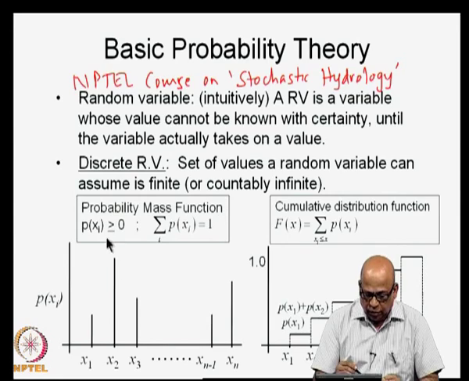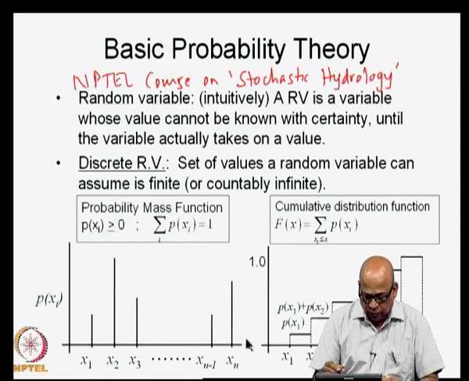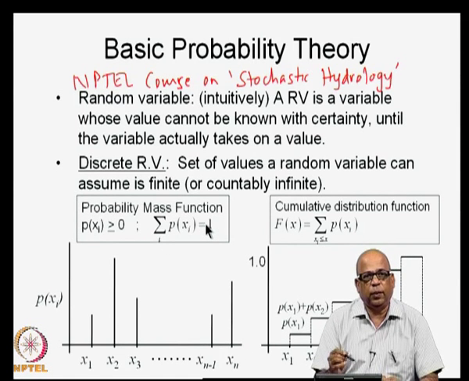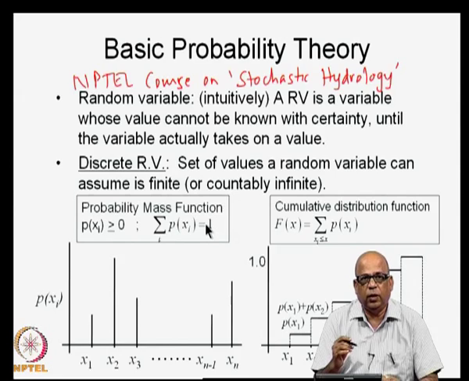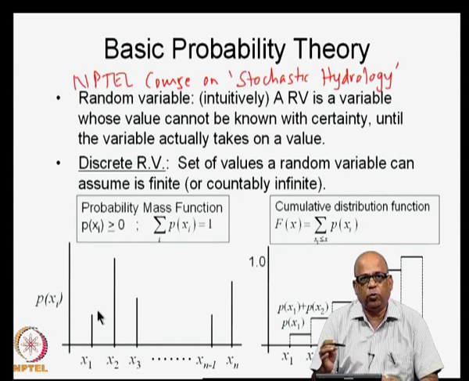These probabilities are non-negative, and the sum of all the probabilities over all the values that it can assume must be equal to 1. Which means that exactly one of these values is sure to occur. Therefore, probability of X equal to x1 plus probability of X equal to x2 plus probability of X equal to x3, etc., must be equal to 1.